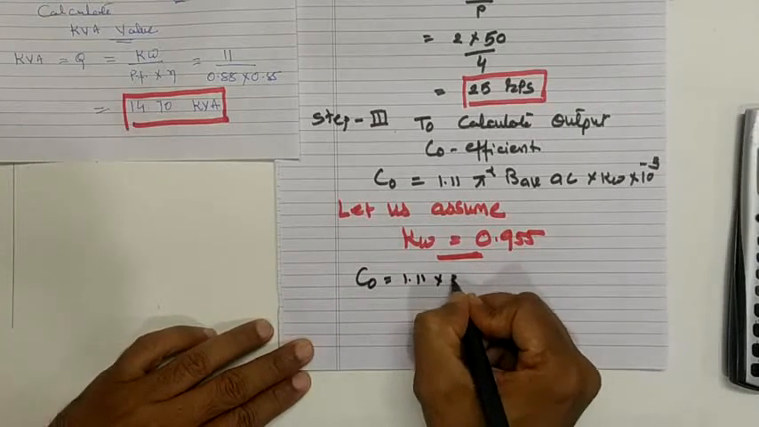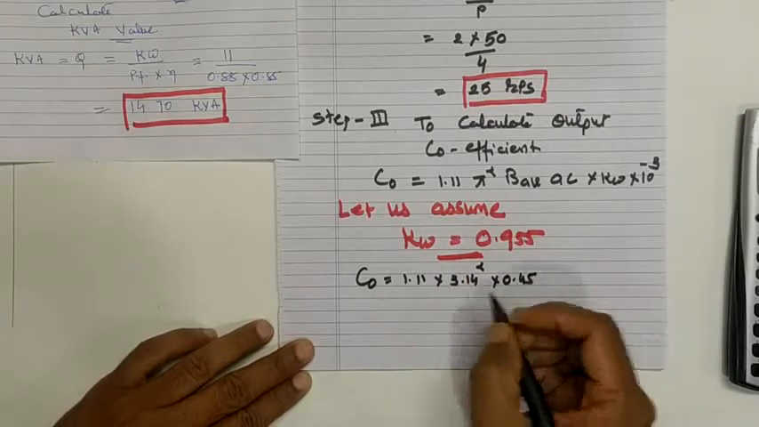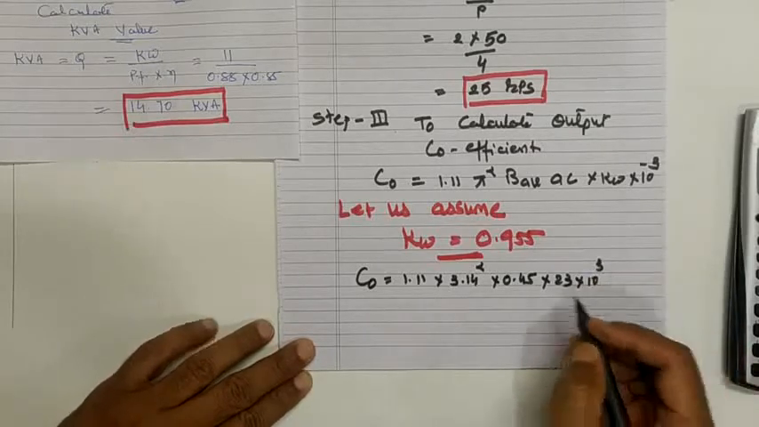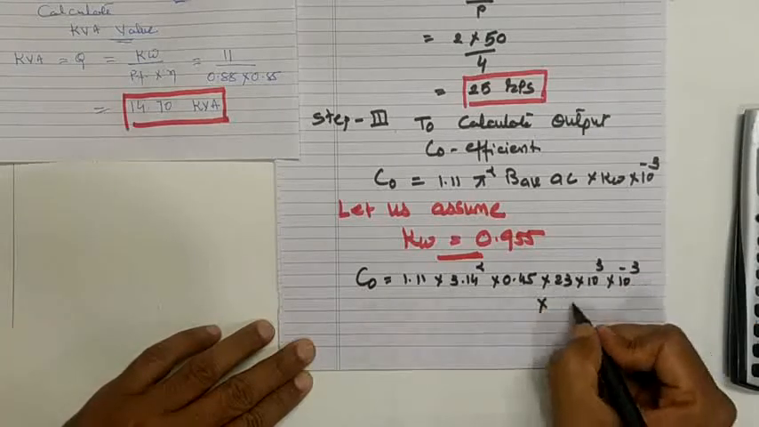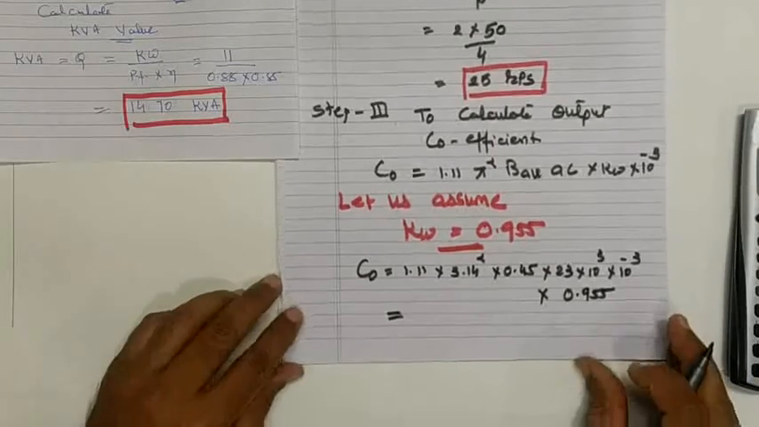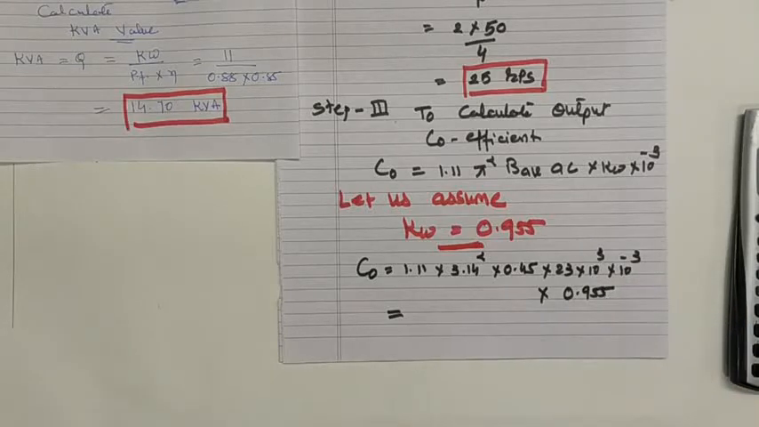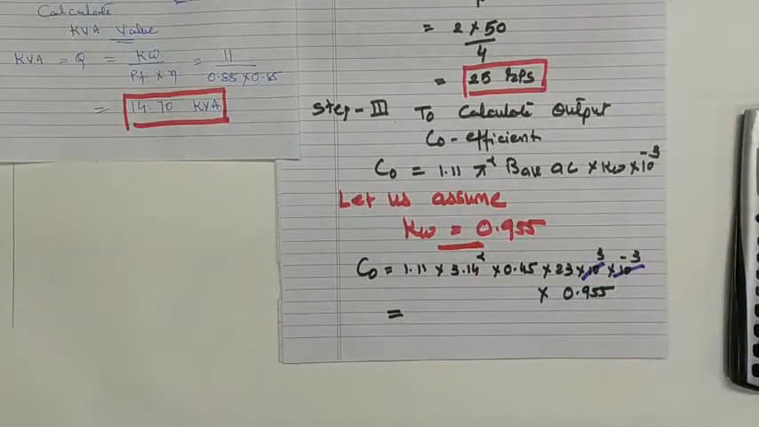1.11 multiplied by 3.14 square multiplied by 0.45 Weber per meter square multiplied by 23 into 10 raised to 3, 23,000 multiplied by 10 raised to minus 3 and multiplied by 0.955. So I normally write 23 multiplied by 10 raised to 3 to cancel out 10 raised to minus 3 and 10 raised to 3. So our calculation becomes easy.